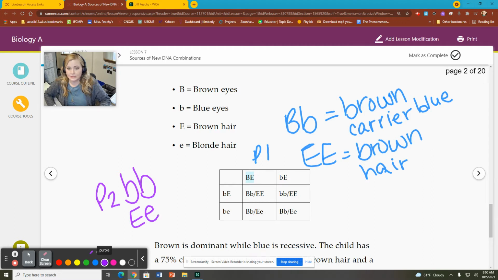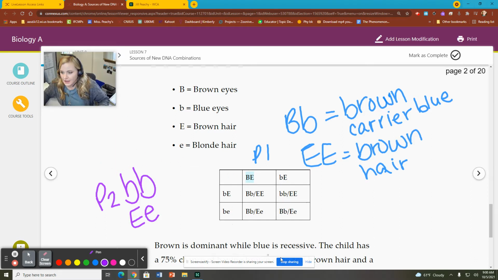So we can do a Punnett square. This is an interesting take, like I said. I've never seen it done like this before. Usually we look at just one trait at a time, or we use a very large grid to look at two traits, but I don't hate this.